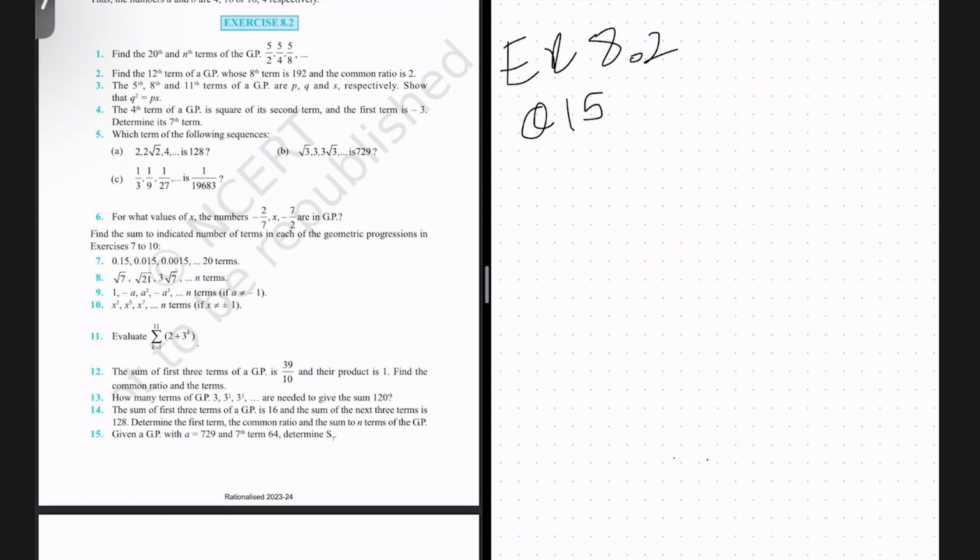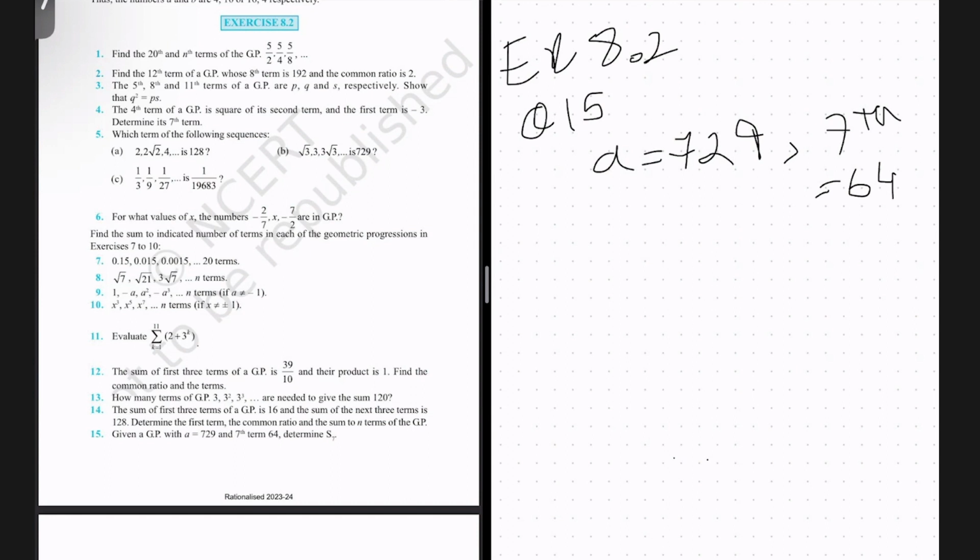In question number 15, we have been given a GP with a equal to 729, and the seventh term being equal to 64. Determine S7, right? So in question number 15, we have a GP with a equals 729, and you have the seventh term as being equal to 64.